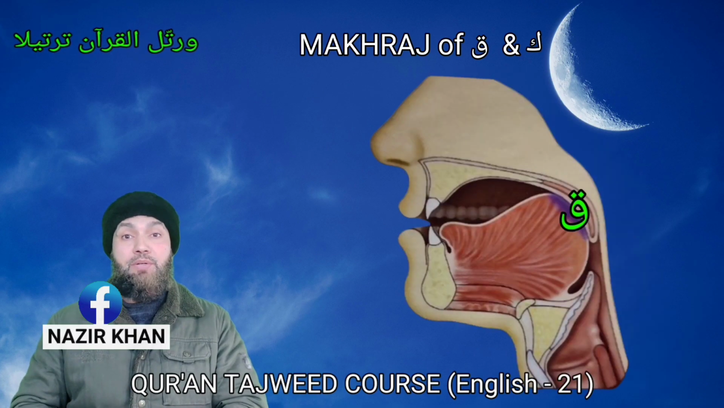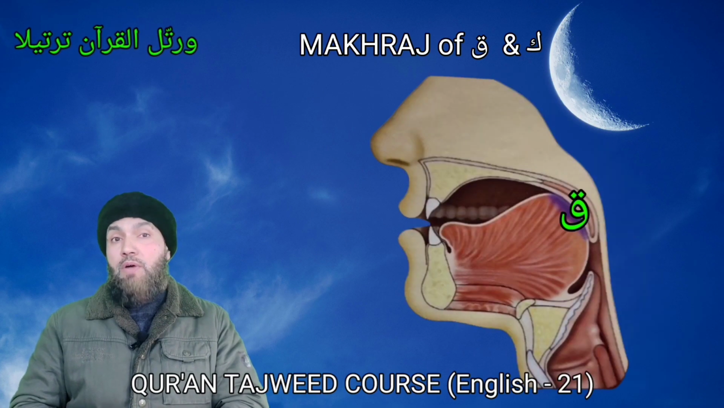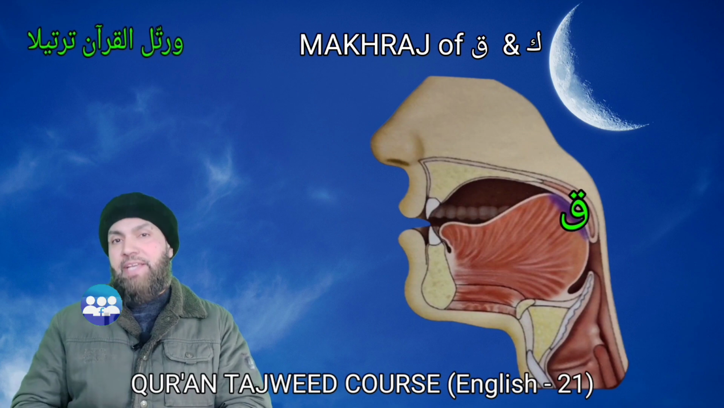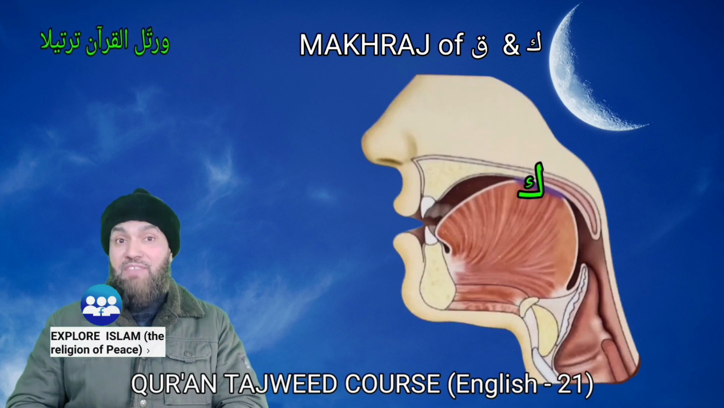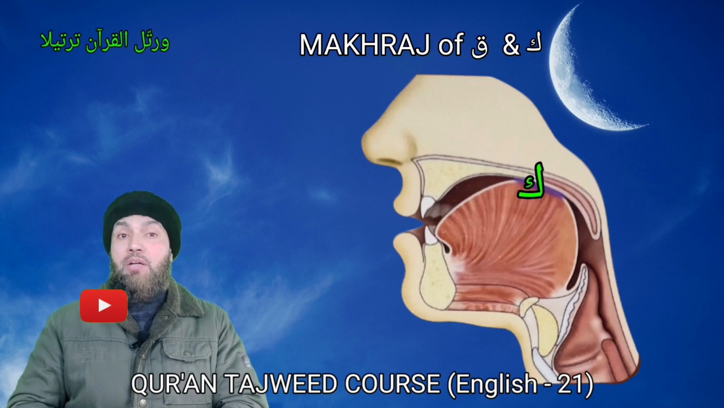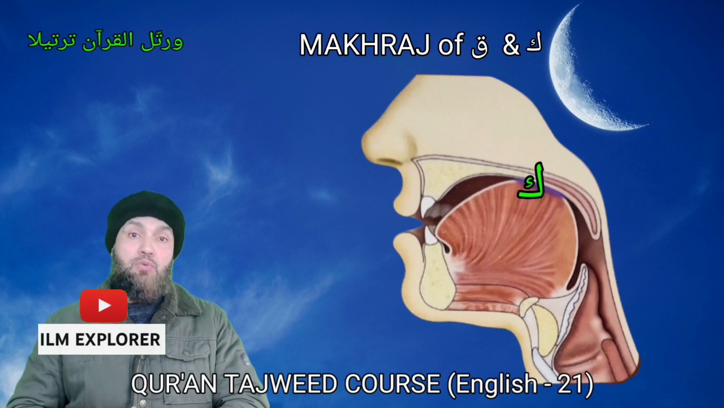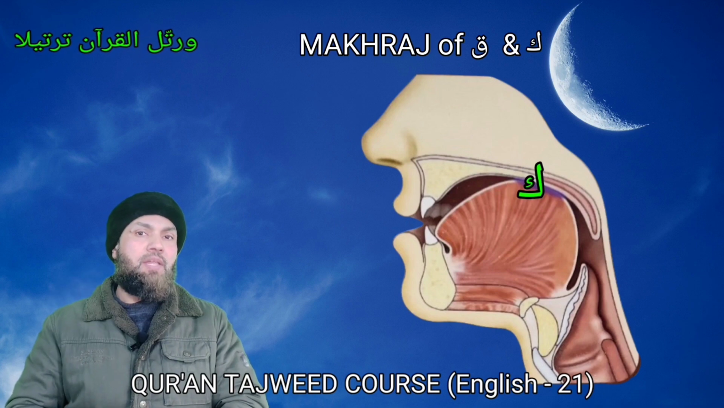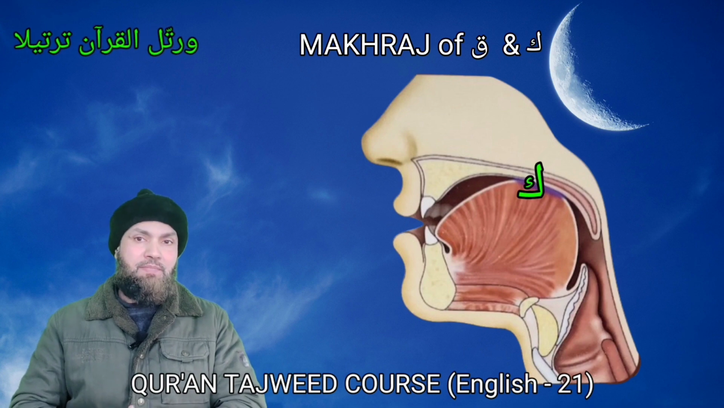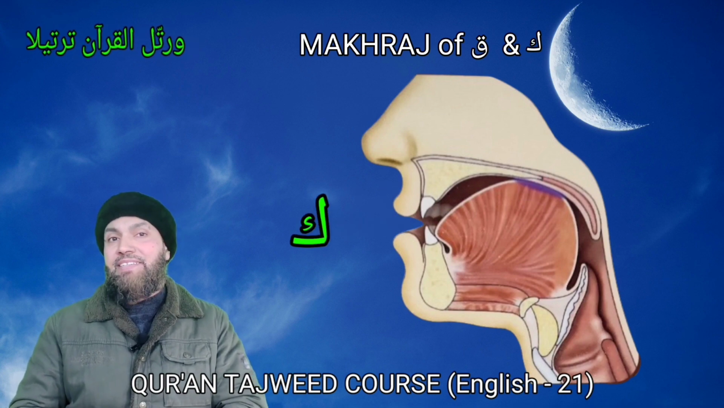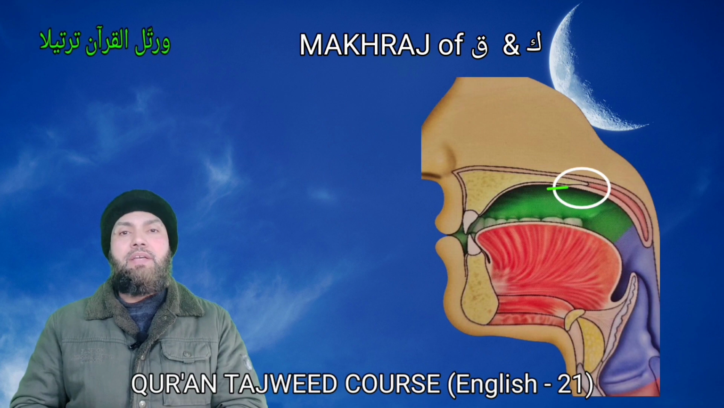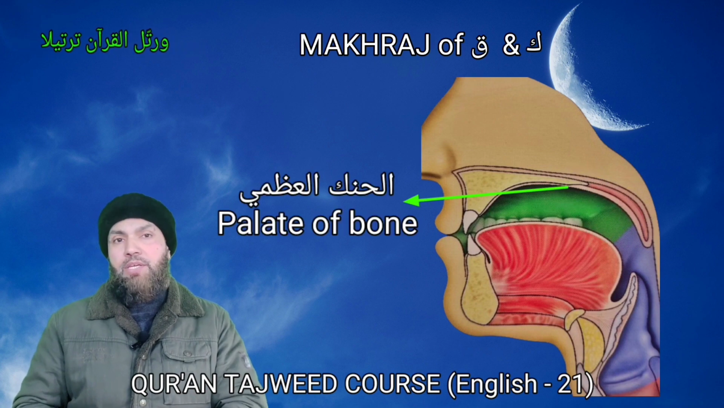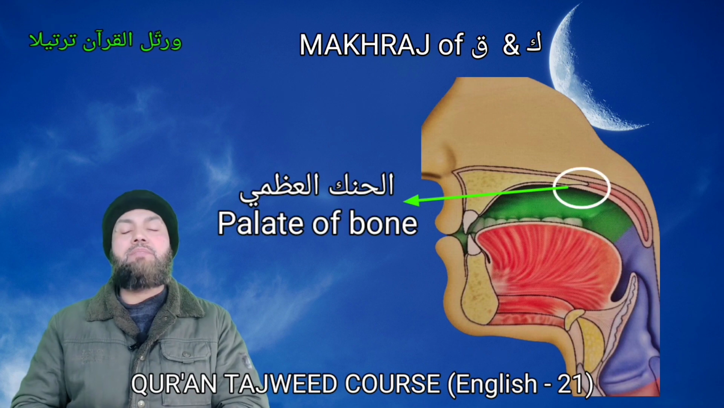So Qaf is produced between the root of the tongue and the soft palate against it, while Kaaf is produced between the part of the tongue which is above the root towards the mouth and the hard palate against it, like ka, ka, ka. This hard palate is called al-hanakul azmi in Arabic, which means the palate made of bone.